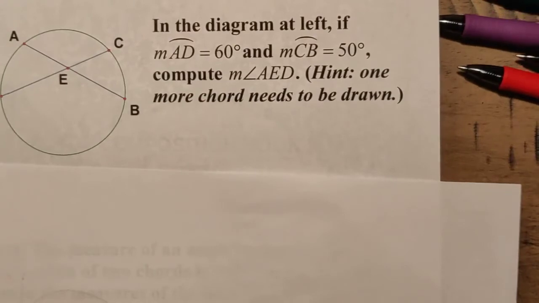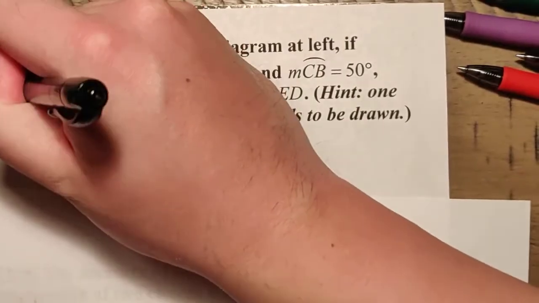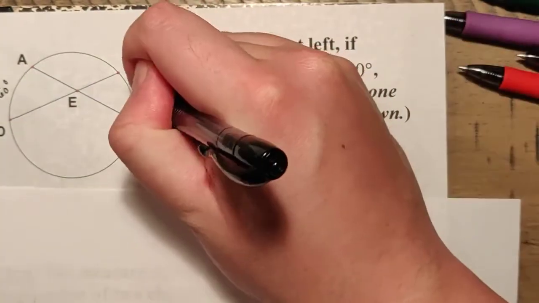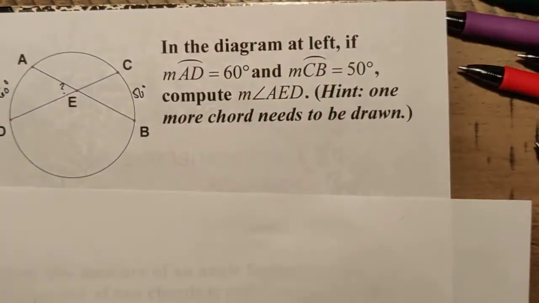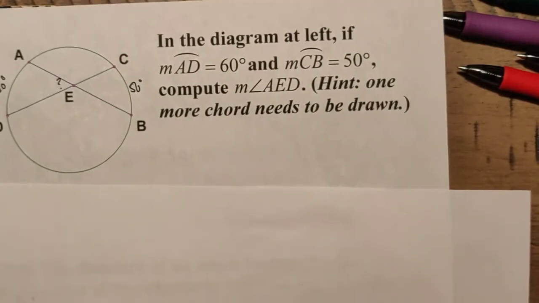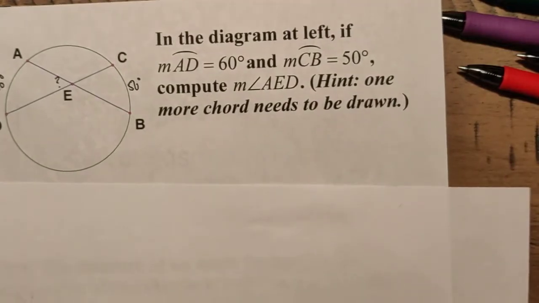So note that we have AD is 60 and CB is 50. We want to find AED. So, well, that's really strange. The hint tells us that we want to draw one more chord. So it would seem that we're kind of stuck on this. We're not exactly sure what to do with this.